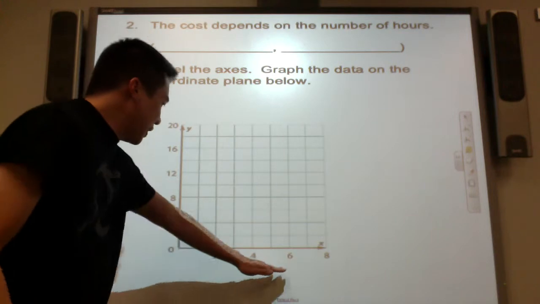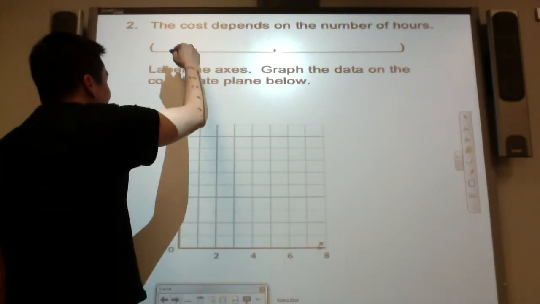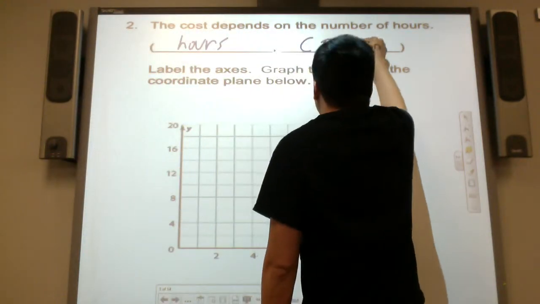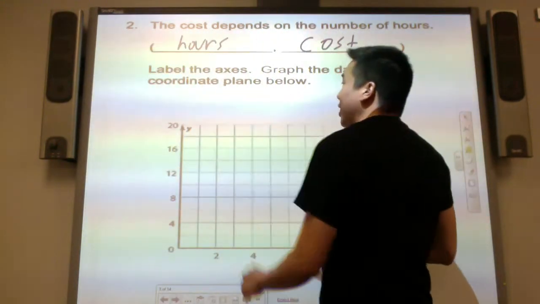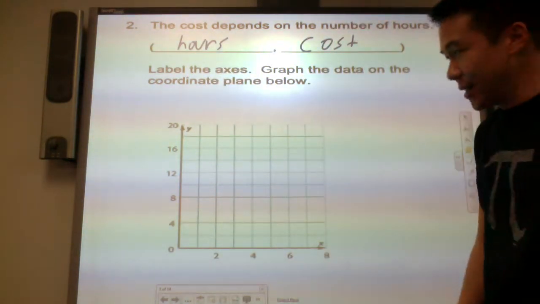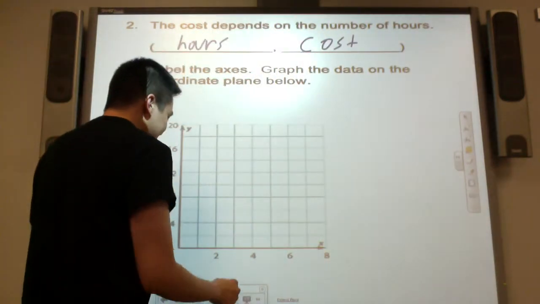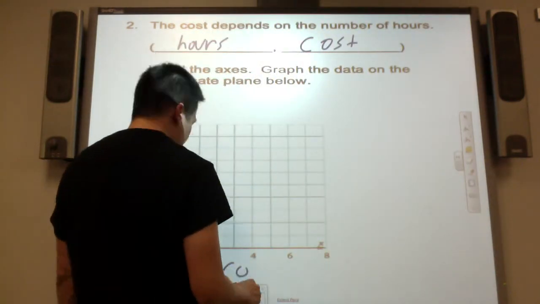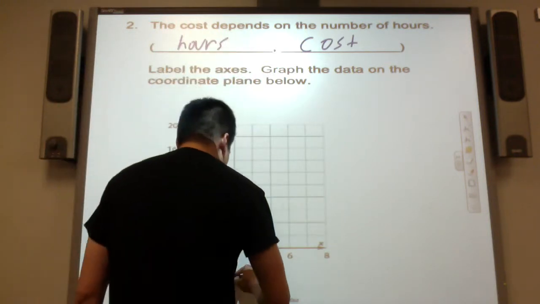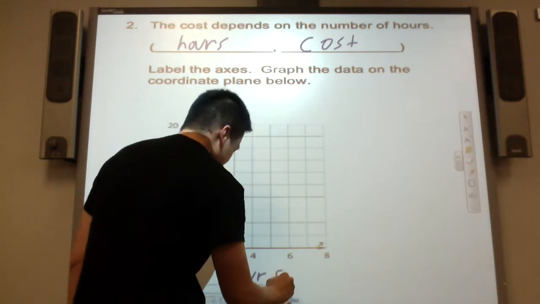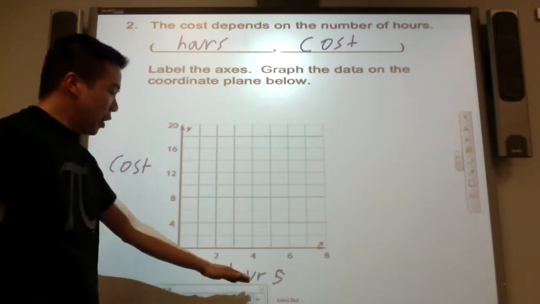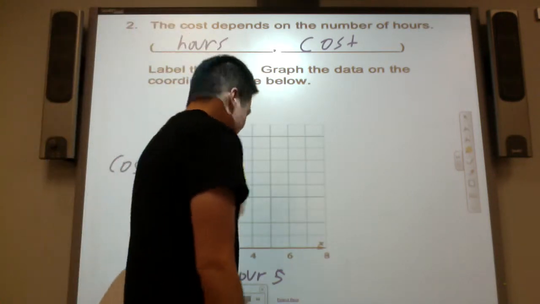So down here, what would you label this? I'm going to label this hours. And the side will be cost, because the cost depends on the hours. This is our x-axis. This is the y-axis. So let's label the axes. This is hours. Whoops, almost got it wrong. I wrote it up there. The x-axis is hours. It's about time. And the side will be cost. As the hours change, the cost will change with it.